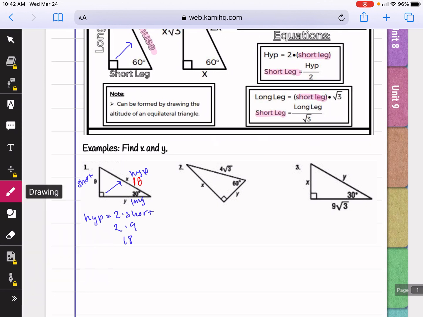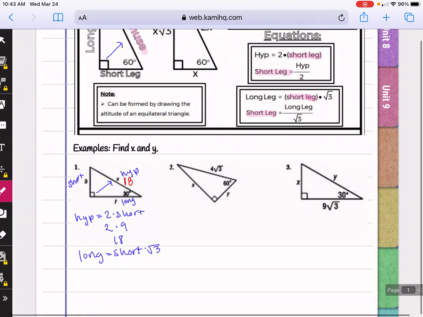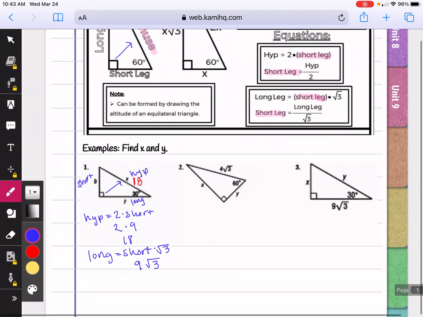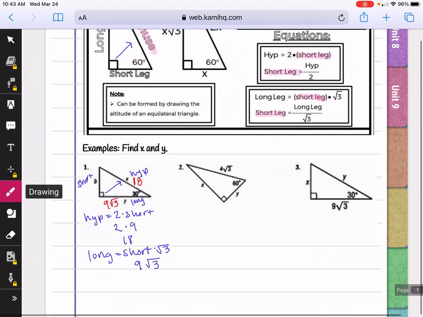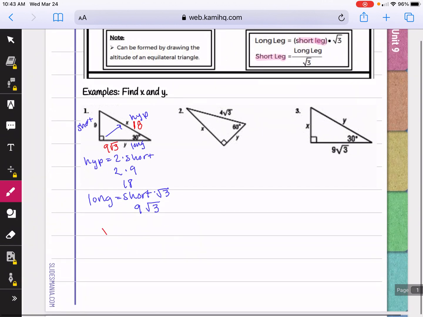And then the long leg is found by doing the short leg times square root of 3. The short leg again was 9, so the long leg would be 9 square root of 3. So here our answer for x then is 18, and our answer for y is 9 square root of 3.